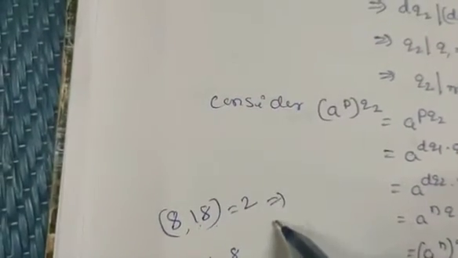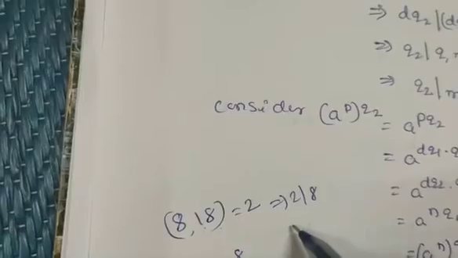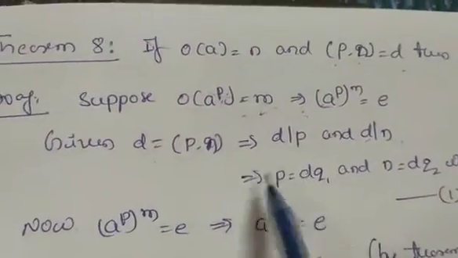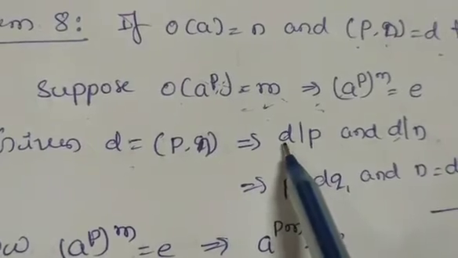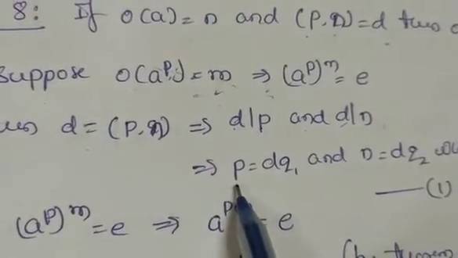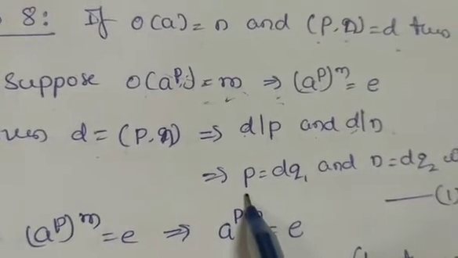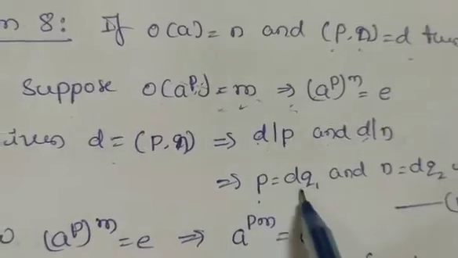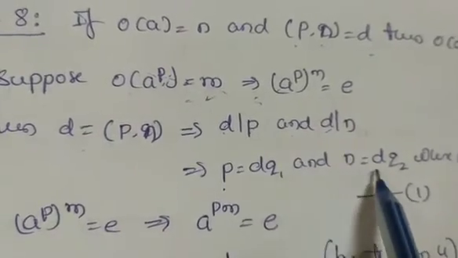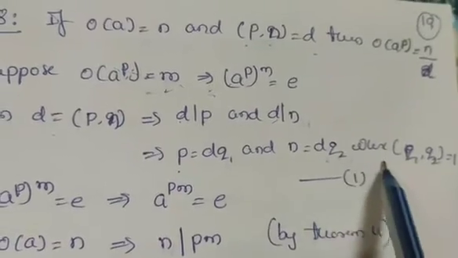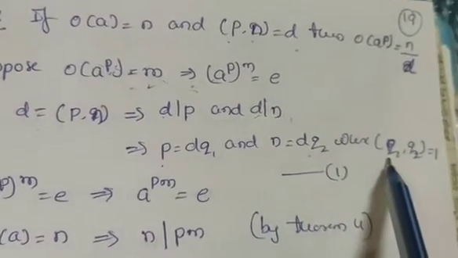So this implies here what? 2 divides 8 and 2 divides 18. Same thing we can apply here also. This implies here d divides p and d divides n. This implies again the definition of a divisor. So by the definition of a divisor here, this implies p is equals to d into q1 and n is equals to d into q2. This is again from the definition of a divisor, where q1 and q2 are relatively prime to each other.